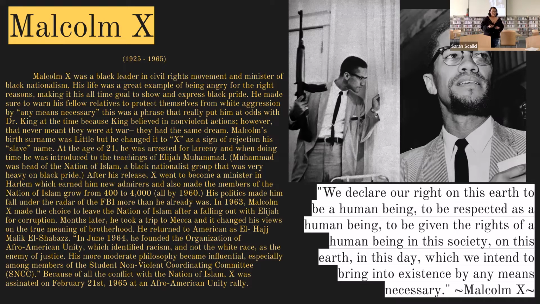So Malcolm X, his original name was Malcolm Little, but when he turned 21, due to his traumatic childhood, he got into petty theft and like petty crimes and stuff. So he was taken to prison, where he met the teachings of Elijah Muhammad. He was the leader of Nation of Islam.